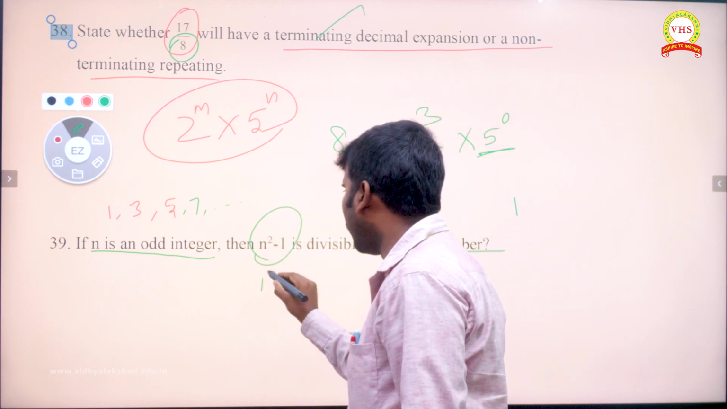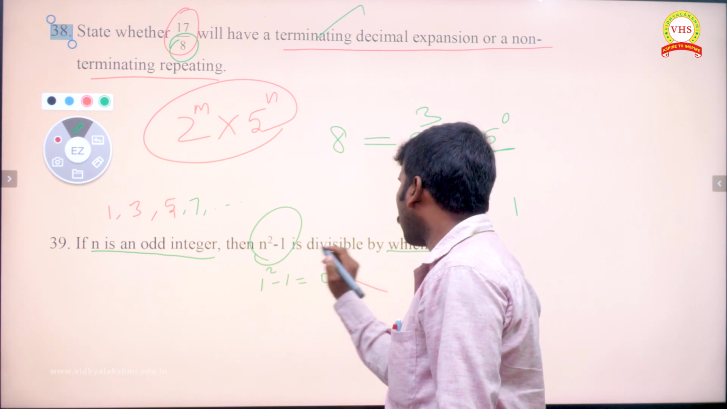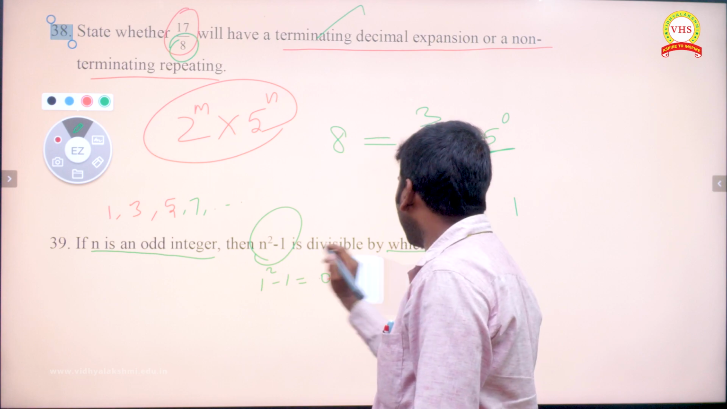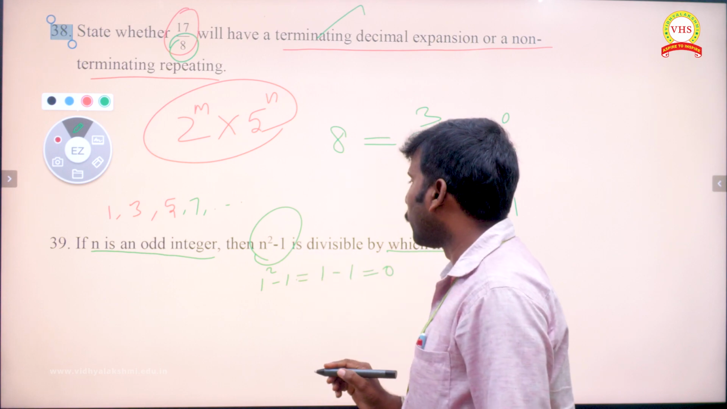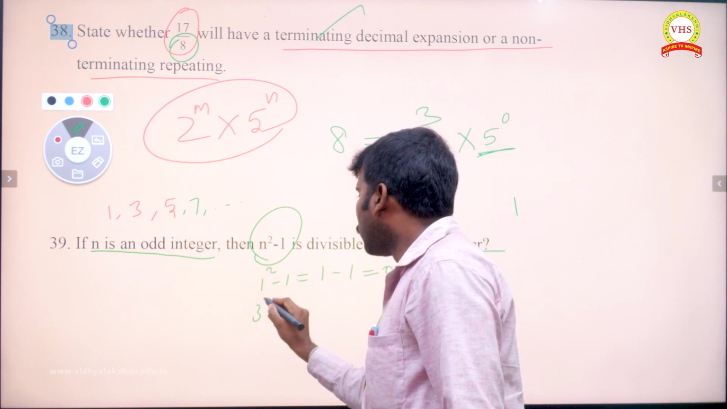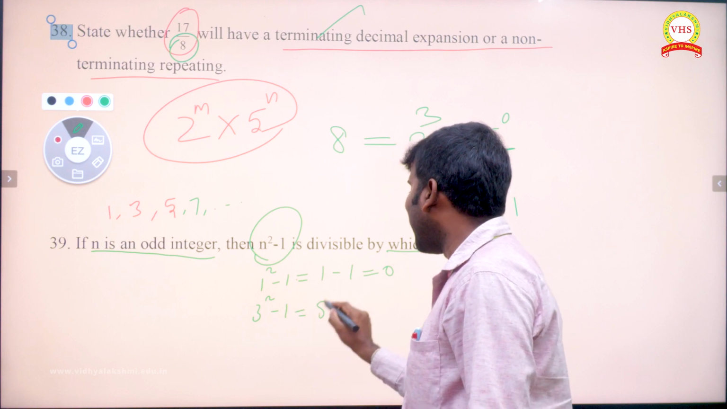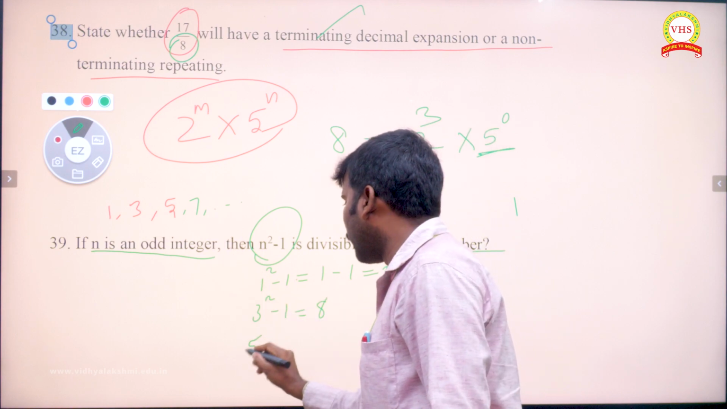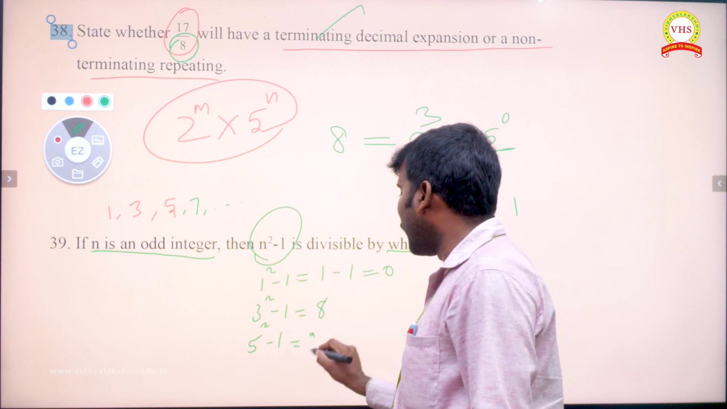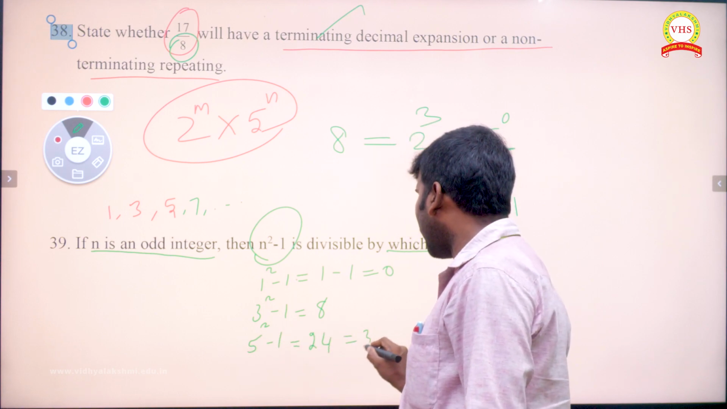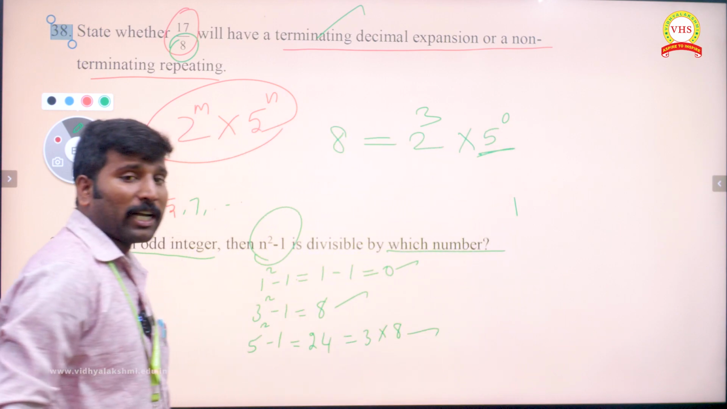If you give 1, 1 square minus 1 equals 0. Like that, if you give 3, 3 square minus 1: 3 square is 9, 9 minus 1 is 8. Next, 5 square minus 1: 5 square is 25, 25 minus 1 is 24. 24 we can write as 3 times 8. So everything is coming divisible by 8.